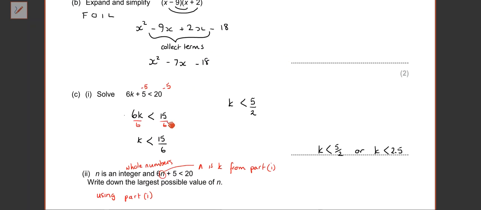Solve the inequality, again treat it like a fraction. Minus 5 gives me 6k is 15, therefore k is 15 over 6.